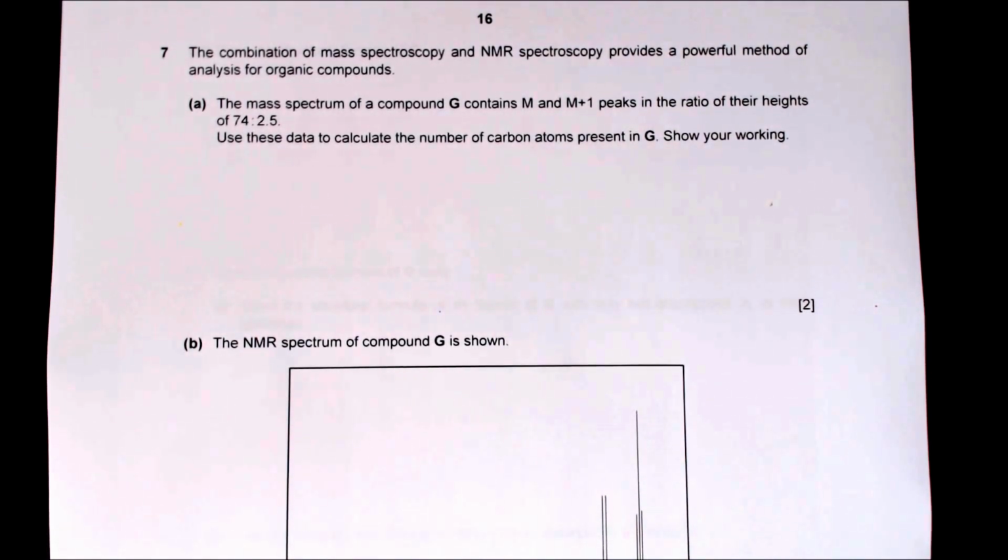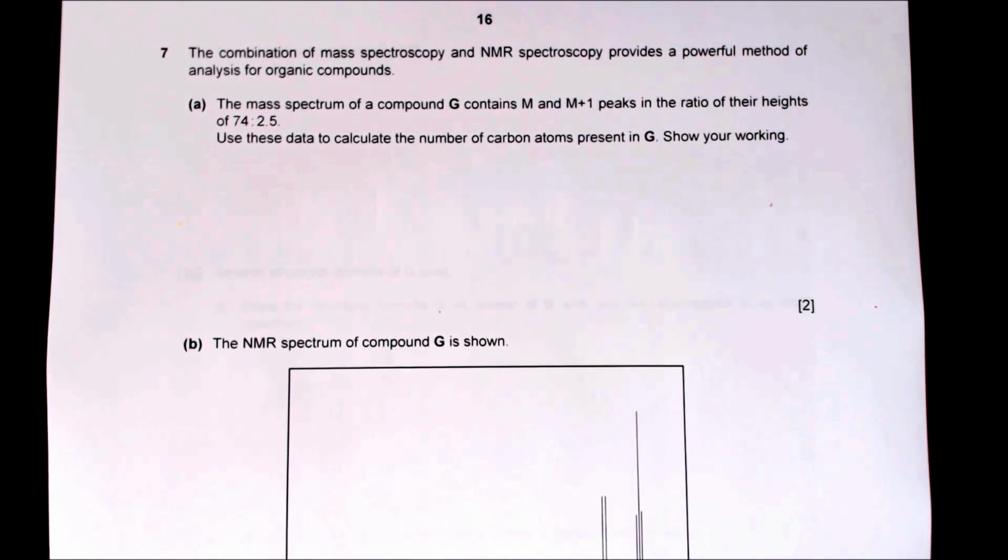So question 7 actually starts with mass spec initially. It says the combination of mass spectroscopy and NMR spectroscopy provides a powerful method of analysis for organic compounds. It says A, the mass spectrum of a compound G contains M and M+1 peaks in the ratio of their heights of 74 to 2.5. Use these data to calculate the number of carbon atoms present in G, and you've got to show your working.